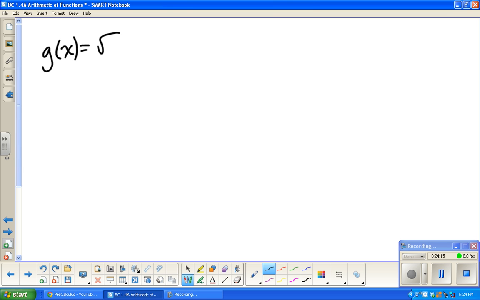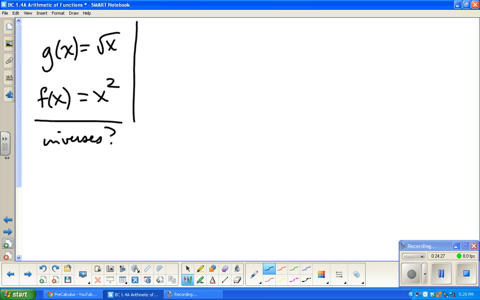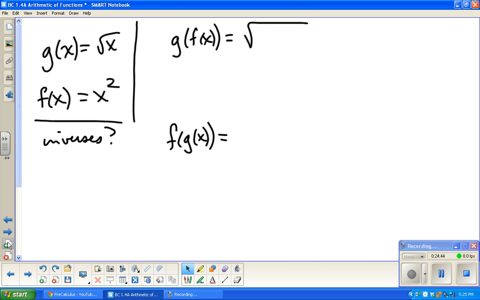g of x equals square root of x. f of x equals x squared. Are they inverses? Well, let's take it for a spin. The rule says that if I do g of f of x and get x, and I do f of g of x and get x, then they're inverses. Okay, so here we go. The square root of x squared. Well, f of x is x squared.